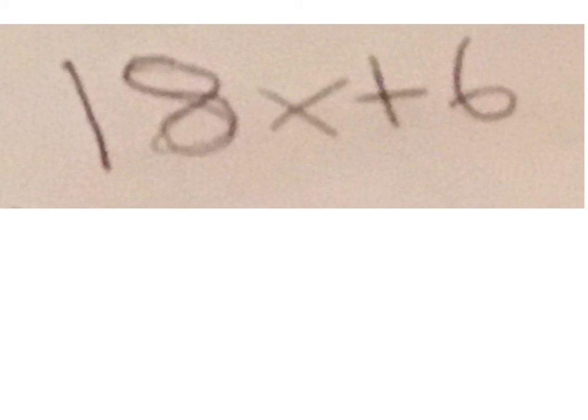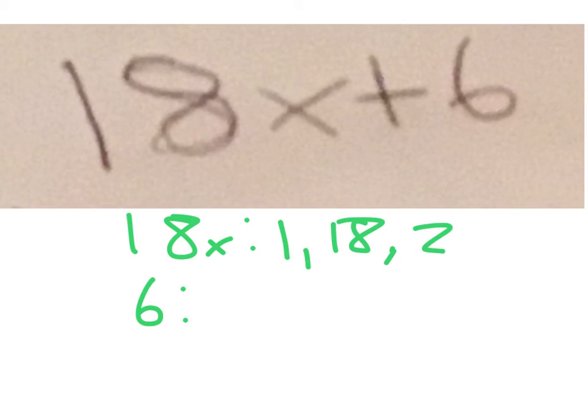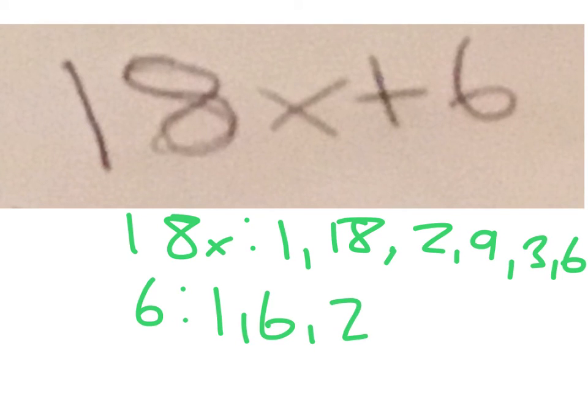So for this problem, you have to factor the expression 18x plus 6. So the first thing we'd do is find the greatest common factors of 18x and 6. Let's start off with 18x. A few are 1 and 18, 2 and 9, 3 and 6, and that's it. For 6, there is 1 and 6, and 2 and 3. But the biggest one that they each have in common is 6.